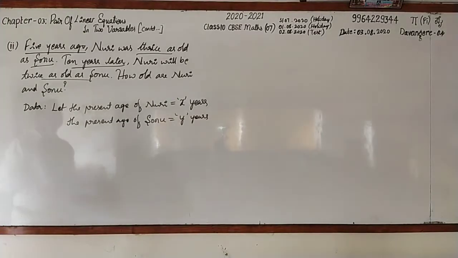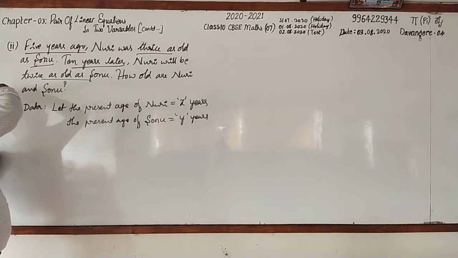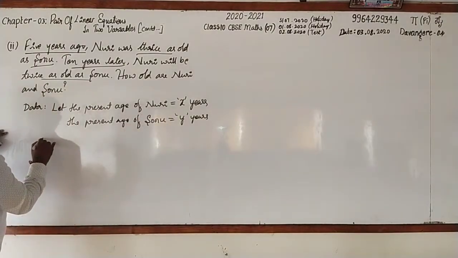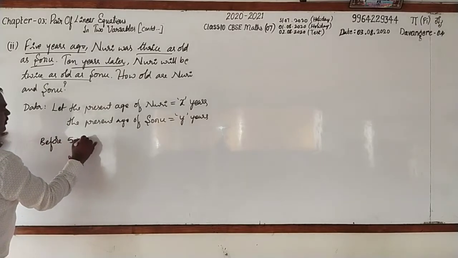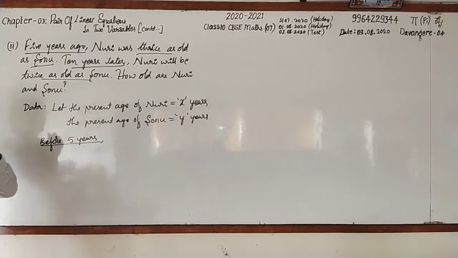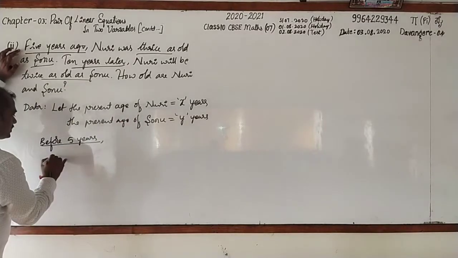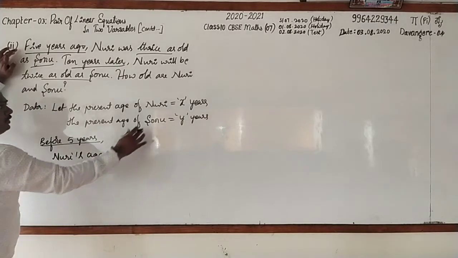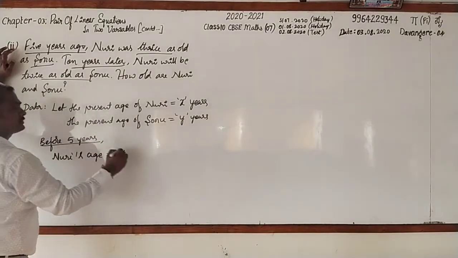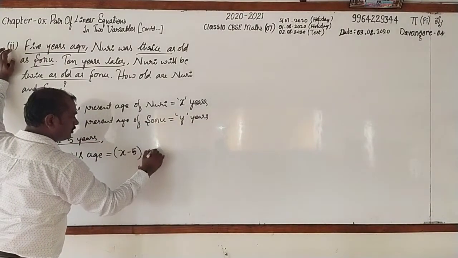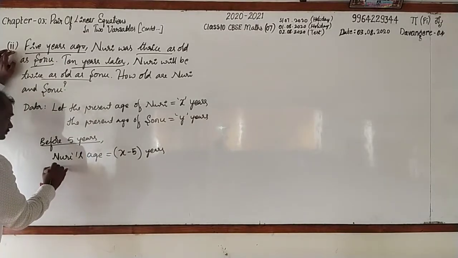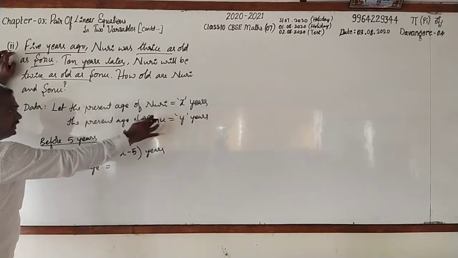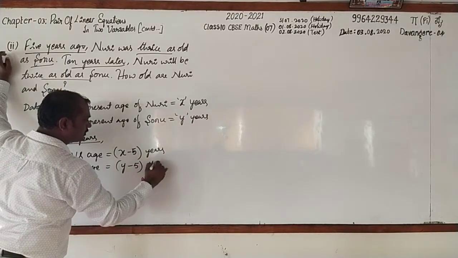Then here there are two situations. One is 5 years ago and second one is 10 years later. Here I'll write before 5 years. Observe it. Before 5 years, what was Nouri's age? Nouri's present age is x. Before 5 years means x minus 5. Hope that you have understood. Then, what about Sonu's age in that time? Sonu's present age is y, before 5 years, y minus 5 years.